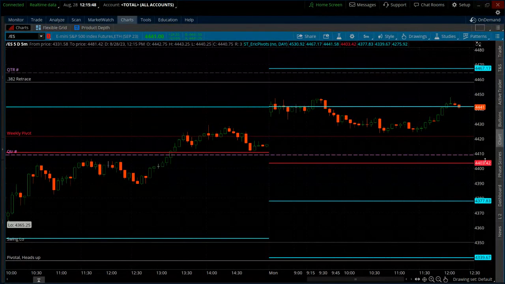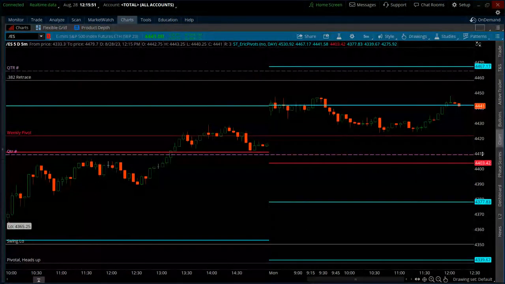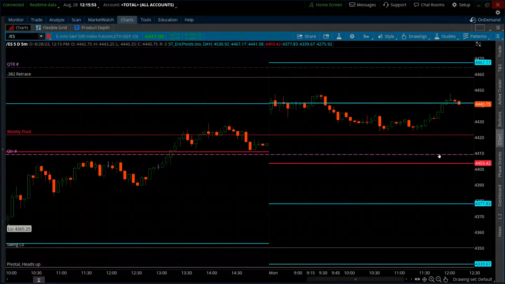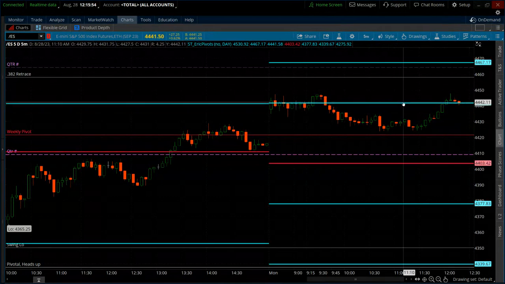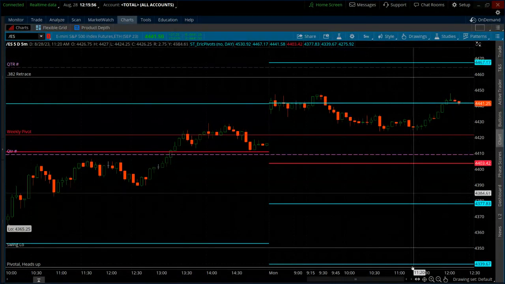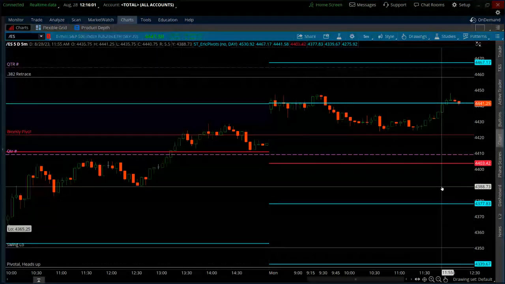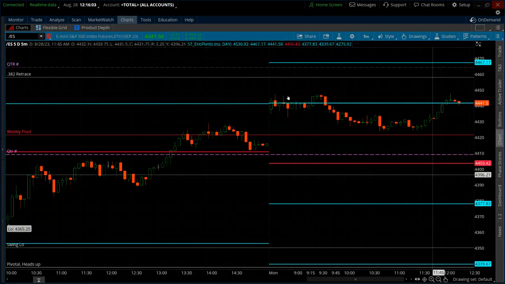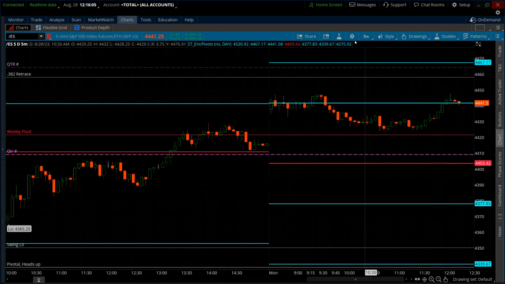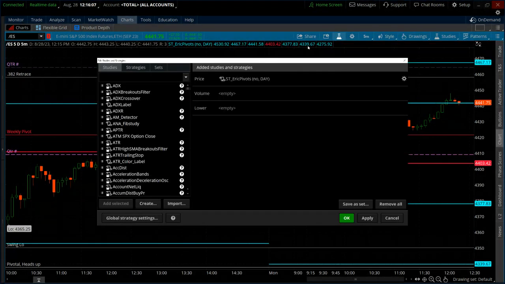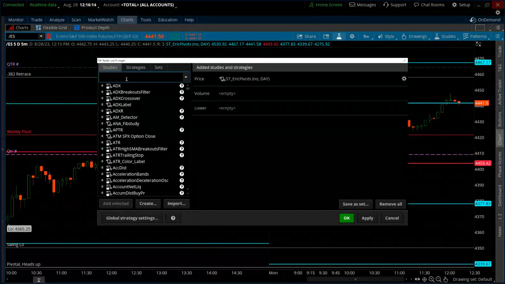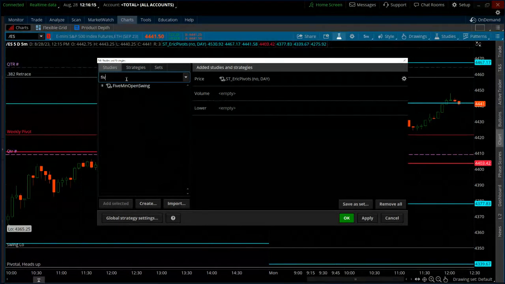Pretty straightforward. You've got a daily pivot and an R1, an R2, S1, S2, right? I told you that was on there, and that would be one of the things that we would put back on. Then, if you recall, we had the open swing.